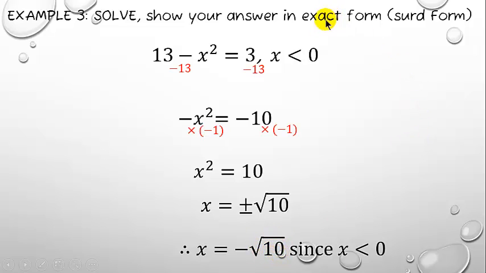So leaving it in exact form or surd form, whichever way they ask, means just leaving it in surd form, leaving it with a square root sign. So your answer is therefore x equals minus square root of 10 since x is less than 0.